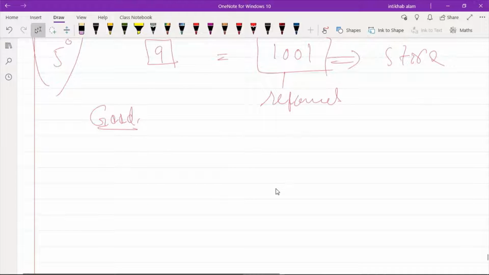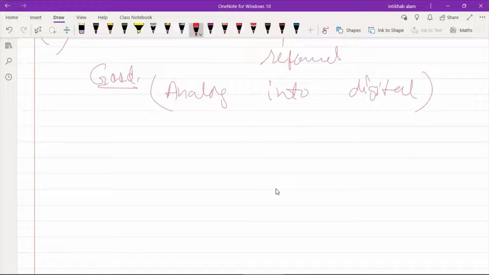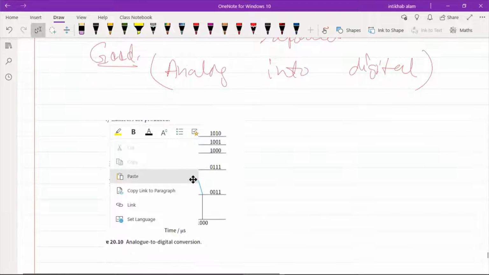Our basic task today is how to convert an analog into digital. What are the methods? What are the steps of converting analog information into digital information? For that purpose, let me share with you an analog signal and how that analog signal is converted into a digital signal. What are the methods? What is the technique to do so?